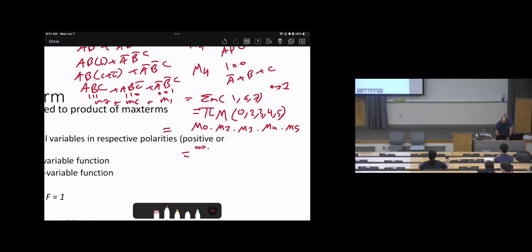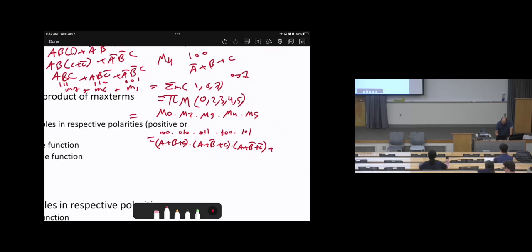1 or 2 is actually 0, 1, 0. 3 is 0, 1, 1. 4 is 1, 0, 0. 5 is 1, 0, 1. Then we can say that 0, 0, 0 is actually equivalent to A plus B plus C, times 0, 1, 0 is actually equivalent to A plus B bar plus C, then times 0, 1, 1 is actually A plus B bar plus C bar.